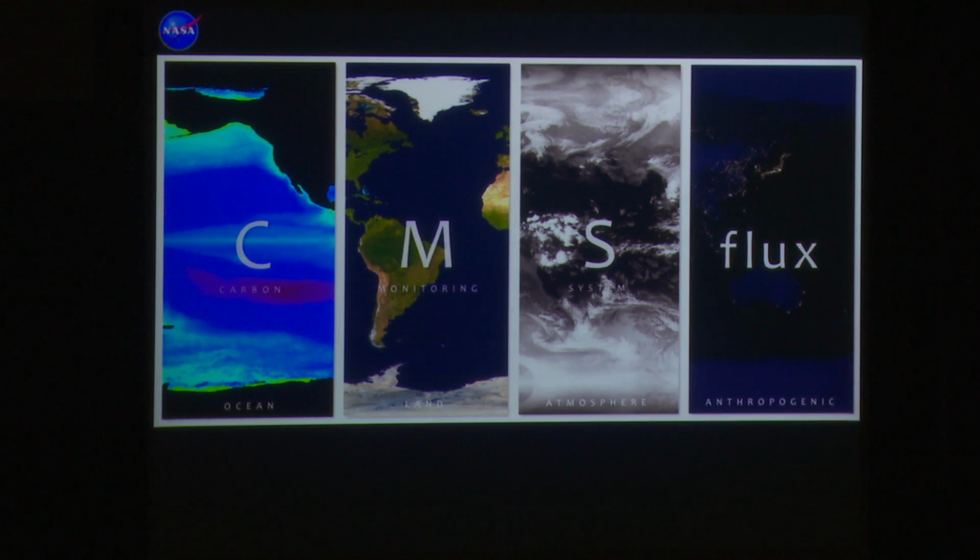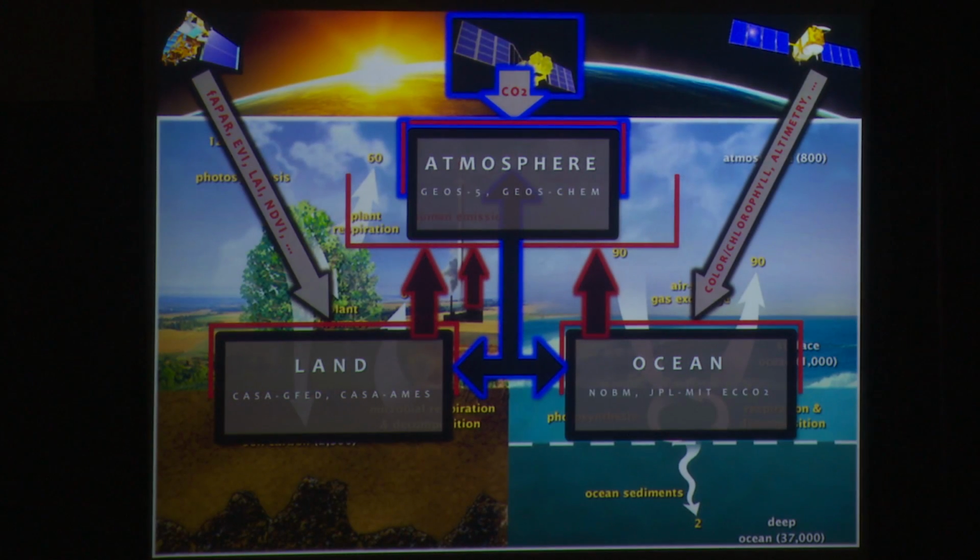We have a carbon monitoring system that has been integrating the ocean, the land, the atmospheric and anthropogenic observations and models together. I thought Leslie would talk about this. I didn't have to, but she didn't talk about it. NASA's trying to really constrain our understanding of the carbon cycle through observations and models.